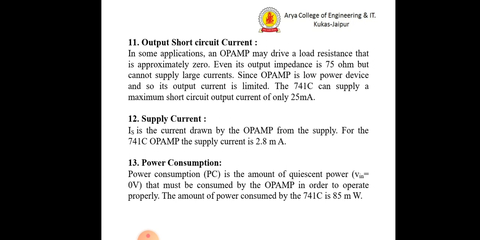Next is supply current. IS is the current drawn by the op-amp from the supply. For the 741C op-amp, the supply current is almost 2.8 milliampere. Next, the power consumption, which is denoted by PC, is the amount of quiescent power that must be consumed by the op-amp in order to operate properly. The amount of power consumed by the 741C is about 85 milliwatt.